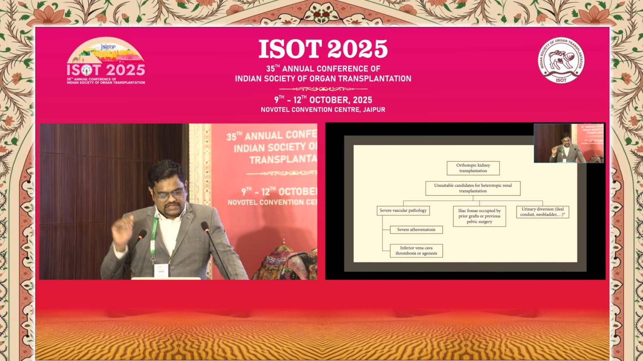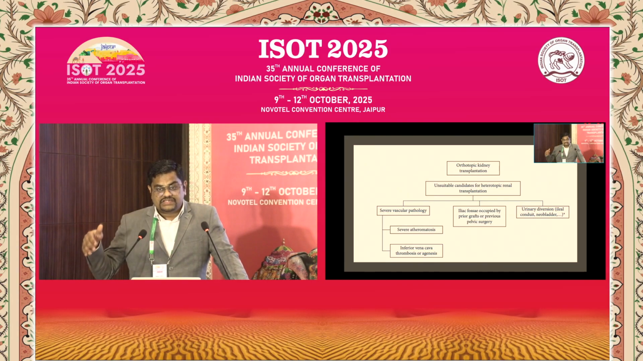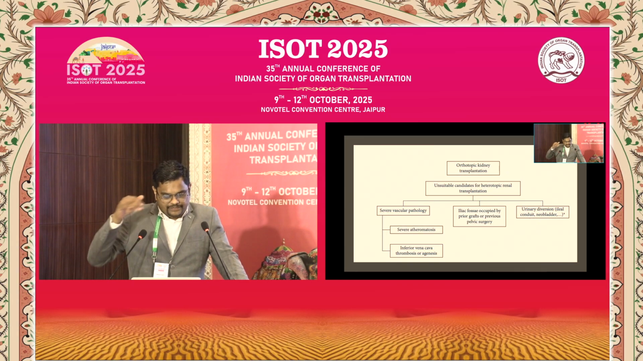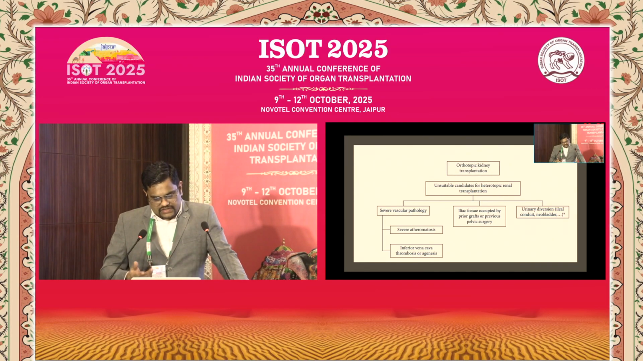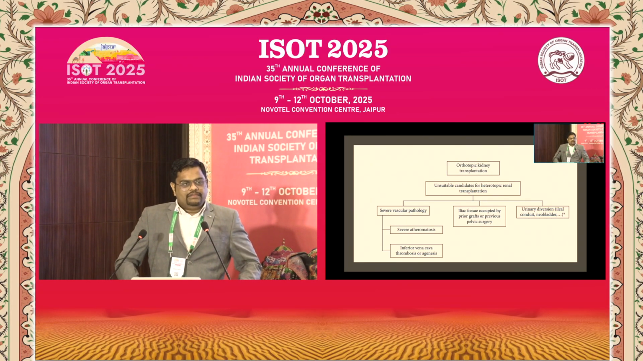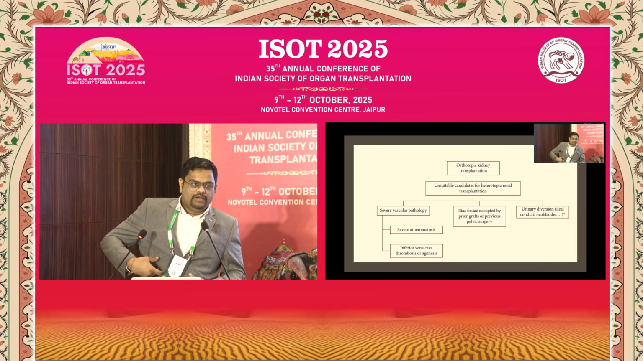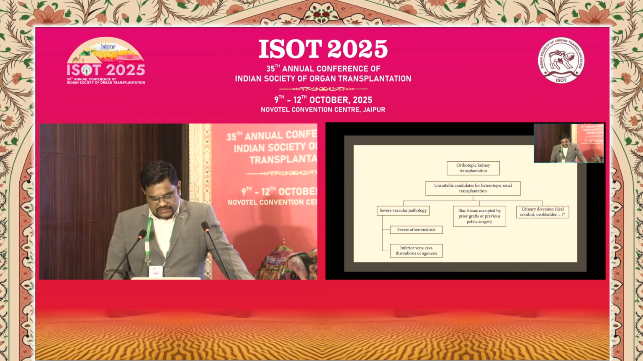And when are those cases? If there is severe vascular pathology, that is, severe atherosclerosis of the arteries, or inferior vena cava agenesis, so you don't have iliac veins to implant the vein. In that case, obviously orthotopic is a good choice. Or if both iliac fossae have been occupied by two previous transplants, then for the third kidney I can go slightly up, or you can do an orthotopic kidney transplant.